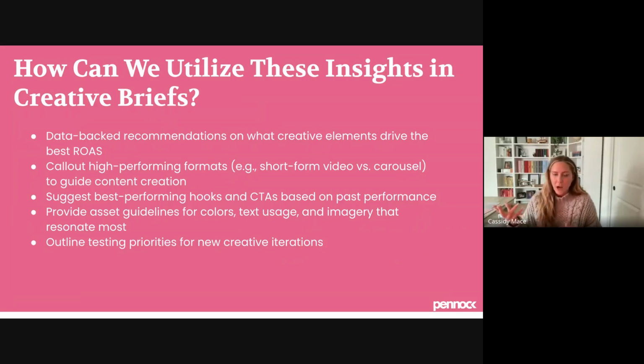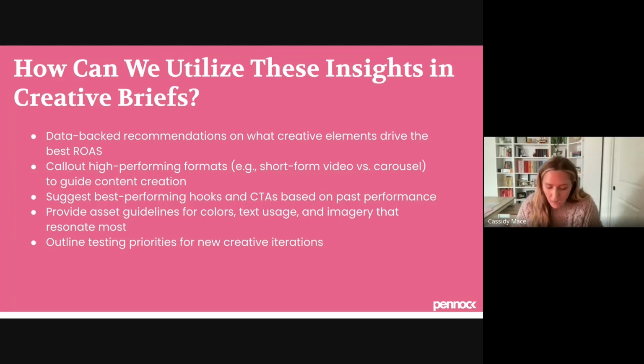So obviously, seeing the top performing creatives and making connections between what those creatives have in common. Being able to utilize, like we talked about, the creative type. So which one's better, image or video? Where could we spend more? Where do we need more iterations? Top performing hooks and calls to action. And the same with colors, text usage, and imagery that resonates most. And then again, this is all to really inform that creative brief and let them know this is what we want to be working on.